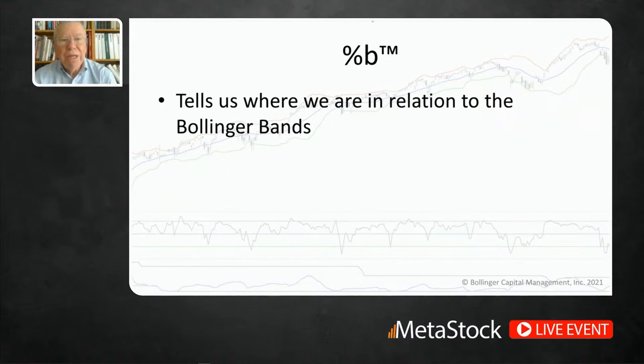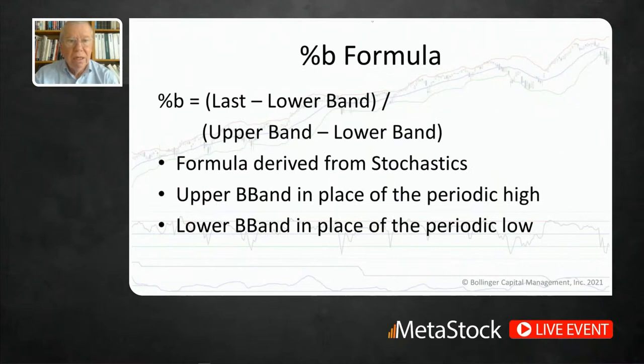So percent B tells us where we are in relation to the Bollinger Bands. It's equal to 1 at the upper band and equal to 0 at the lower band. Here's the formula for percent B. It's the last minus the lower band, divided by the upper band minus the lower band. Those of you who have studied a little bit about technical analysis will recognize that's a variation on the formula for stochastics. All we've done is take the actual formula for stochastics and sub in the upper band in place of the periodic high and sub in the lower band in place of the periodic low.